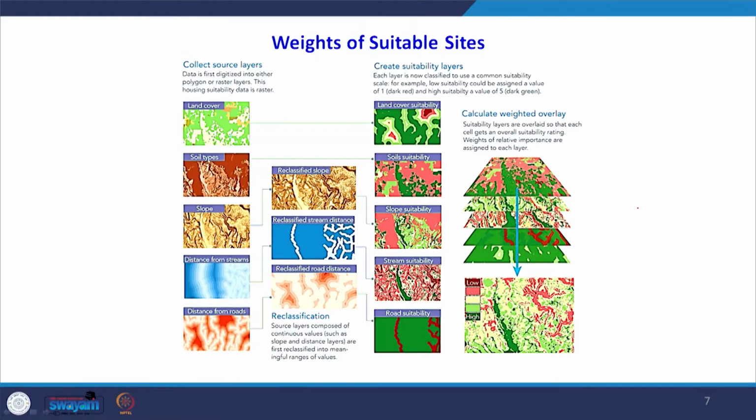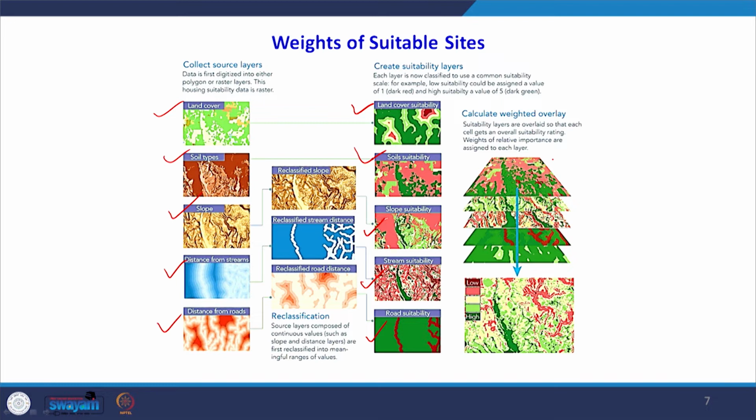Now, this example is showing lots of maps on the left side where we have land cover map, soil type map, slope map, distance from the streams, river network, and distance from the roads. So, buffer map which is created. Now, from these different maps you create some kind of a suitability layer. So, land cover suitability layer is created, soil suitability layer is created, then slope suitability, stream suitability, road suitability, and this was done actually in order to identify the different sites.